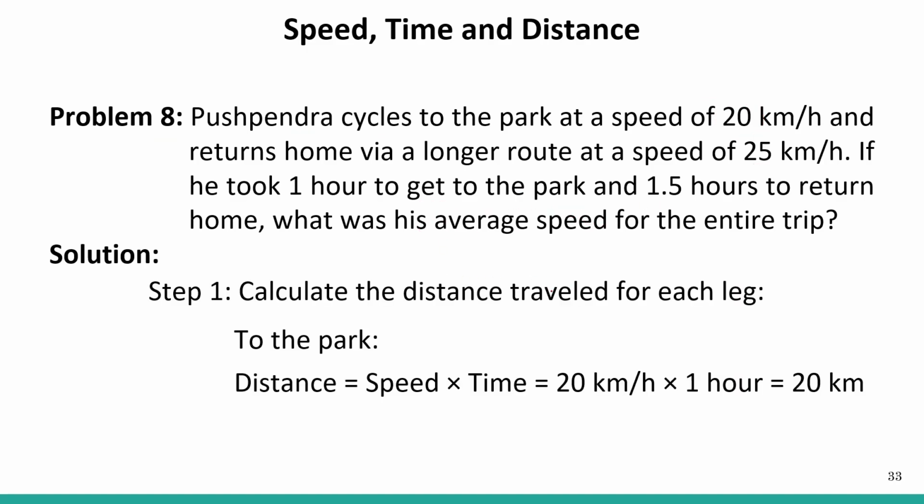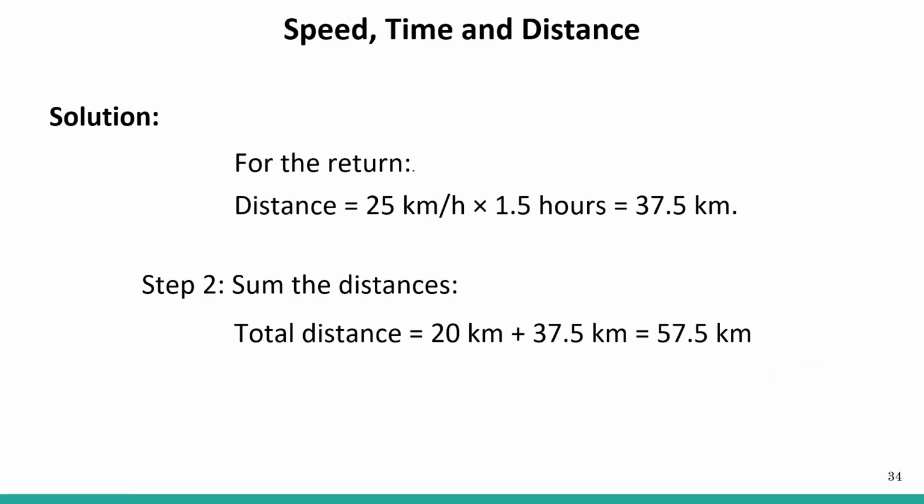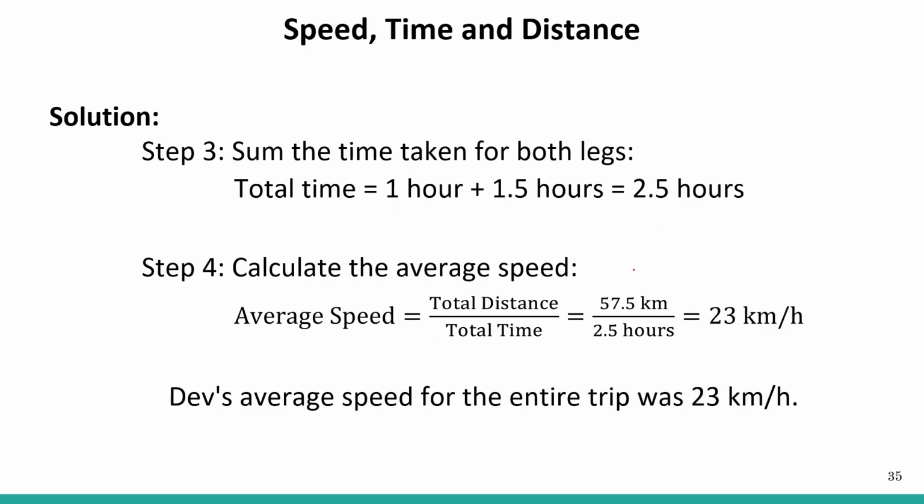So calculate the distance traveled for each leg. Distance is equal to speed into time. So 20 into 1 is equal to 20 km. For the return, it is 25 into 1.5, which is equal to 37.5 since it is a longer route. So the total distance is 20 plus 37.5, that is equal to 57.5. Summing up the time, we are left with 2.5 hours.